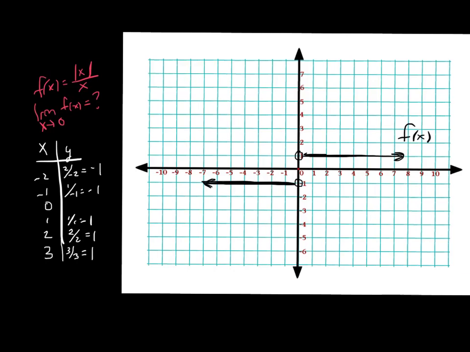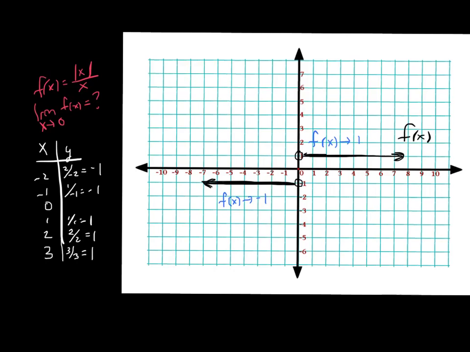So here, if we're looking at what happens as x approaches 0, you'll notice that from the left, our function is always at its limit. So the limit from the left is equal to negative 1. So here, from this side, f of x is approaching negative 1. But from the right side, as x gets closer and closer to 0, our function value is always at positive 1. So the limit as x approaches 0 from the right is positive 1.